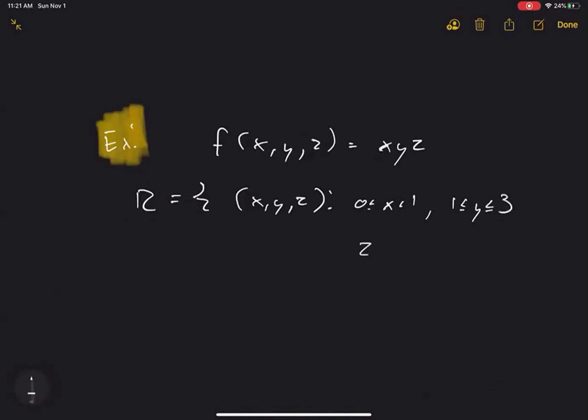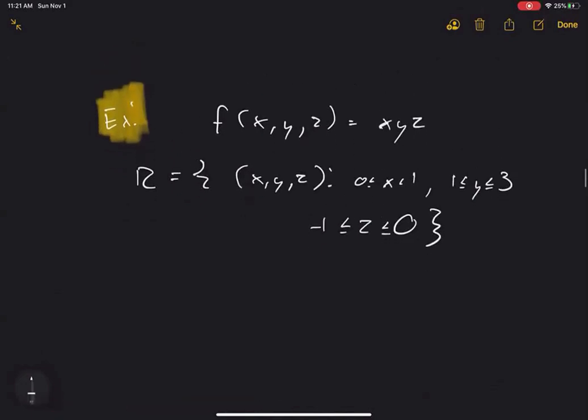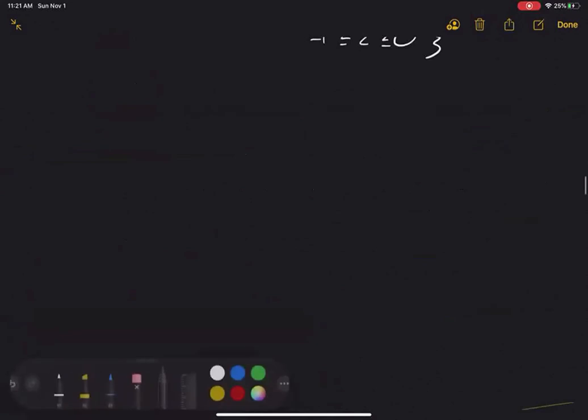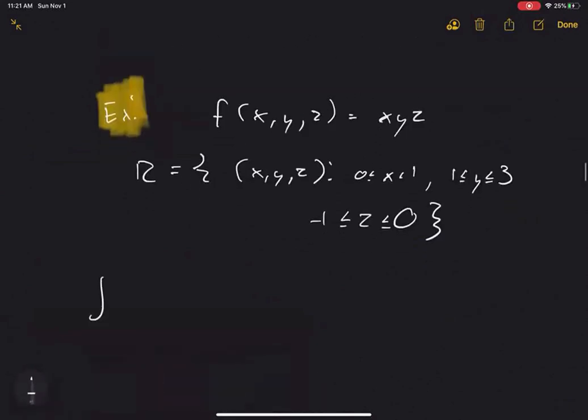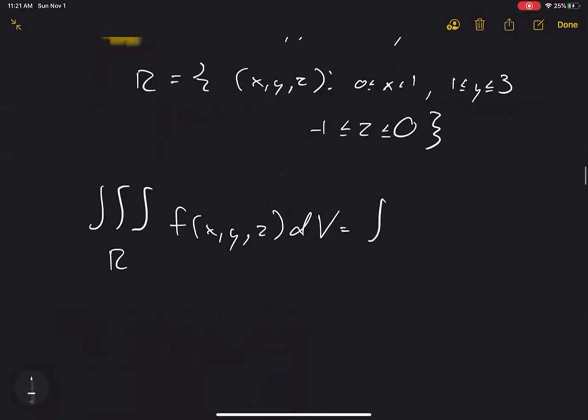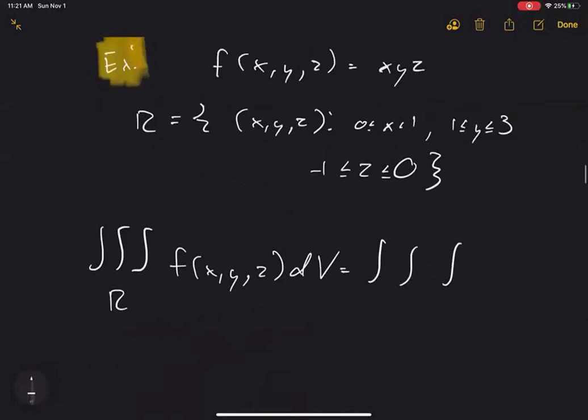And then z is between, how about -1 to 0. Okay. So let's just integrate this function on this region. Well, I could start out by writing my triple integral. I could write my first line, I could turn it into my iterated integral. You don't have to do that, but it's a nice little notation.